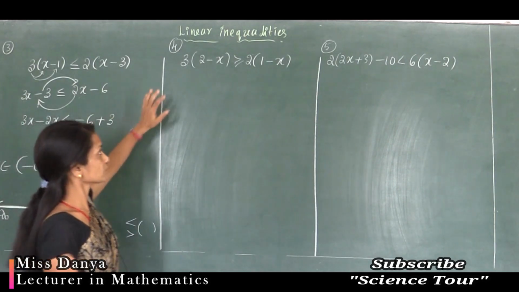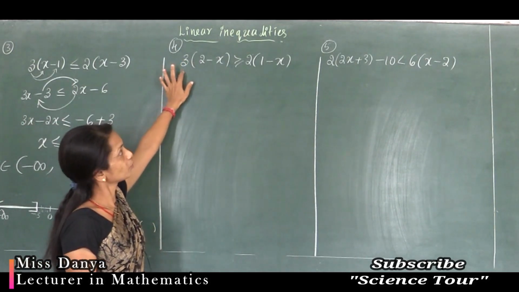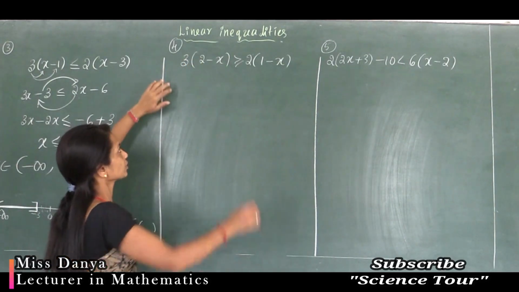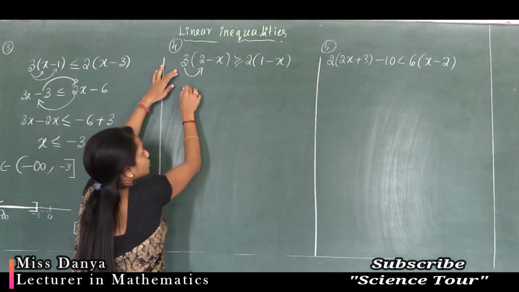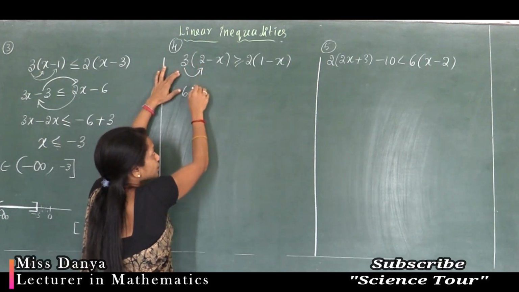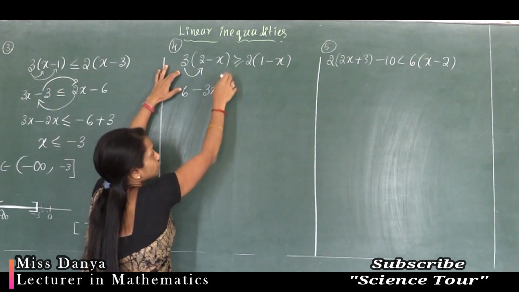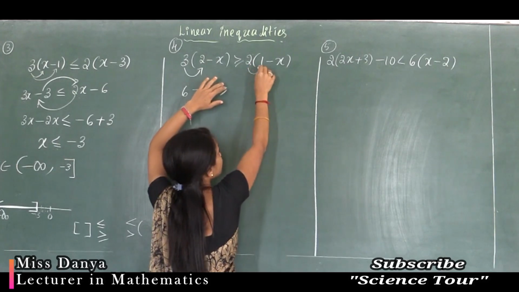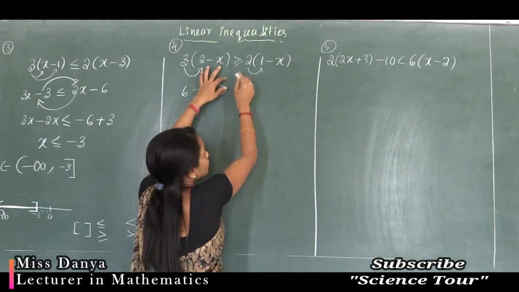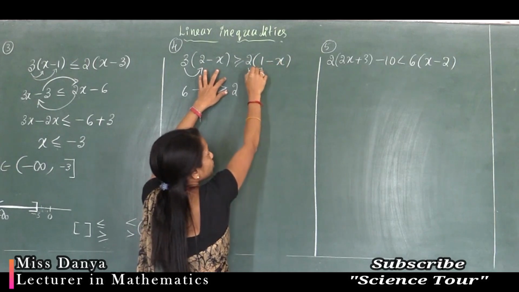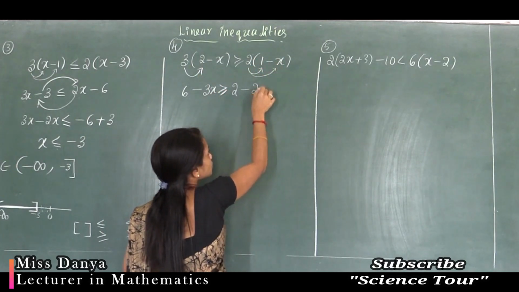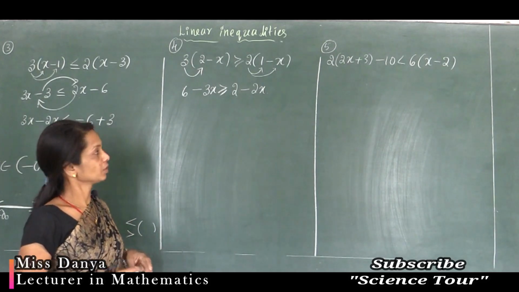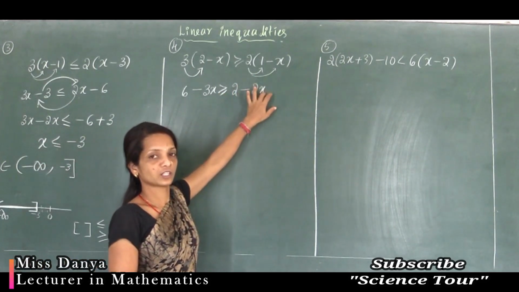In the fourth problem also you have brackets. So you have to open that bracket by multiplying the outside number into the inside. So 3 into 2, that is 6, 3 into minus x, that is minus 3x. Use the same inequality symbol, greater than or equal to. Now multiply the outside number 2 inside. 2 into 1, that is 2, 2 into minus x, that is minus 2x. Now you have to see which side you have the larger x term. You have minus 2x on the right side, that is larger.